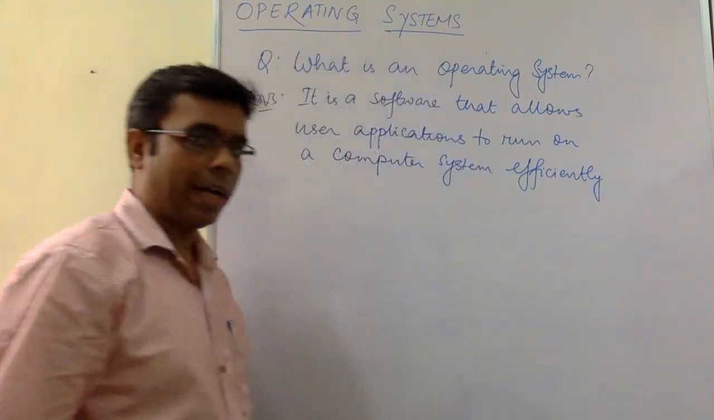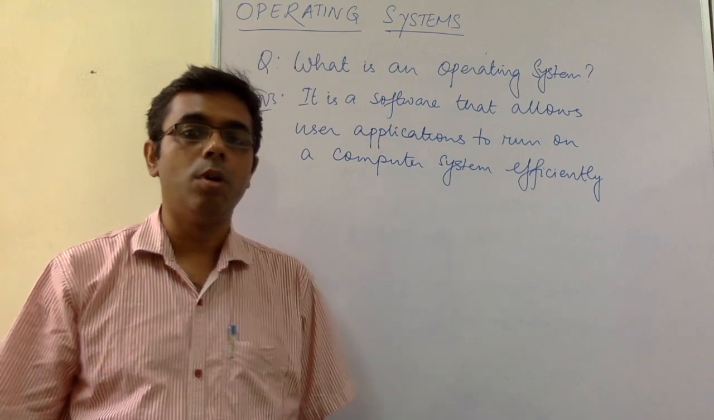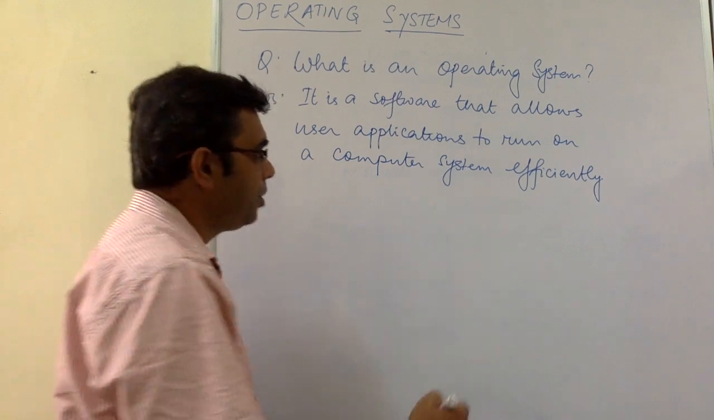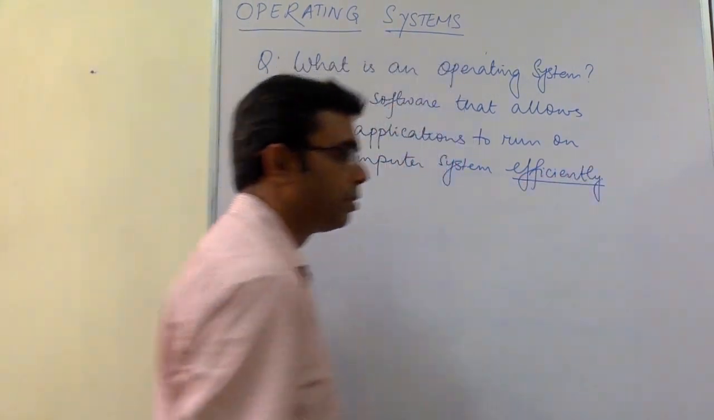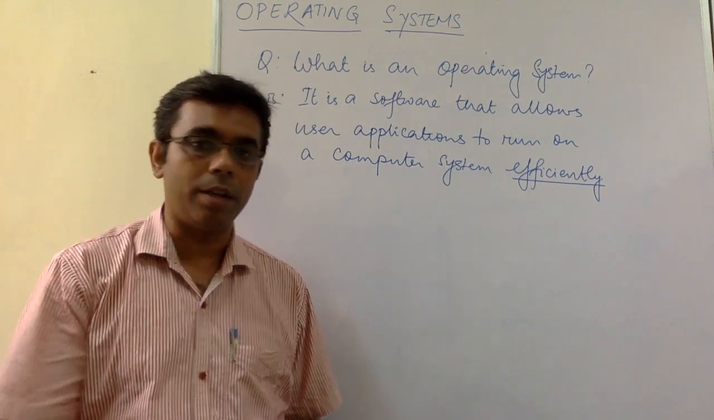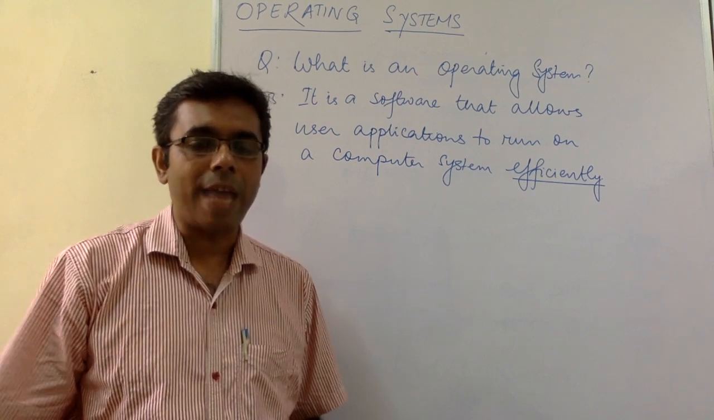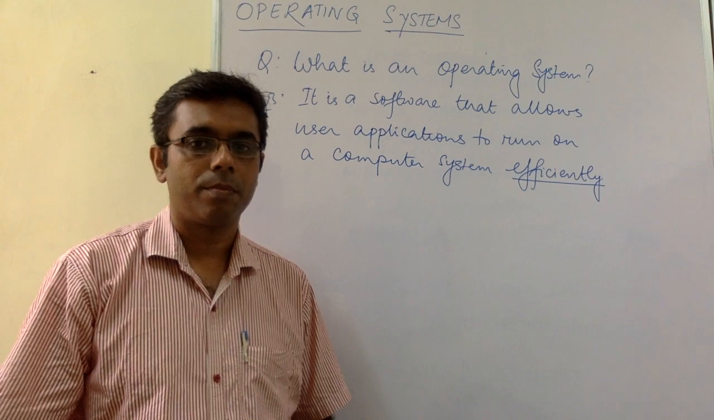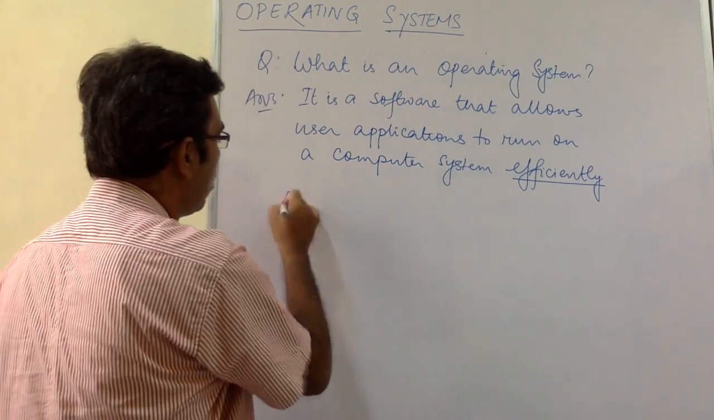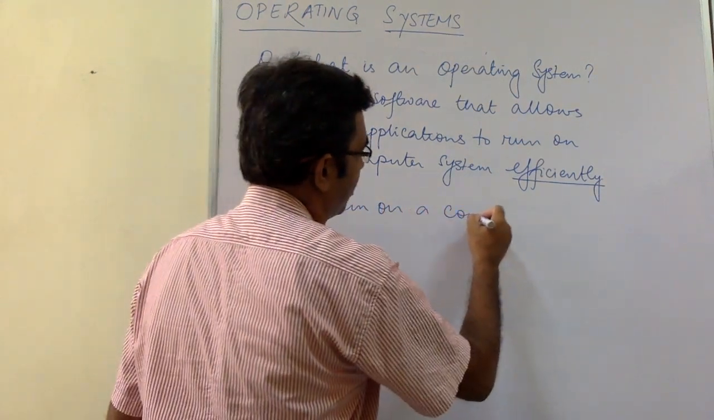So it's also kind of a software, except that its role is different. It allows others to run on the computer system efficiently. Now, how does it perform this, or what do you mean by efficiently? In order to understand or appreciate the role played by OS in running other applications, let's go a bit deeper and understand how applications actually run on a computer system. So we would like to know how apps run on a computer system.